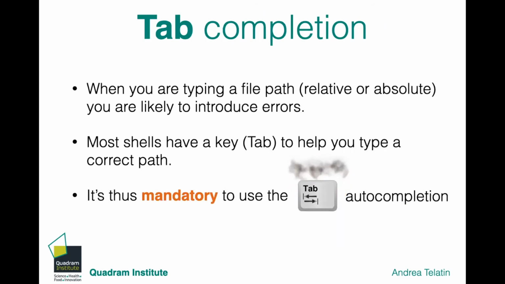And this is nice, but there is something that is mandatory. If you type a file path, you must use tab completion. You will see in the practical that when we want to type the file name or the file path of something, we can use tab to complete what we are typing. It sounds like something that is just saving us some typing, but it's also making us aware that we are typing something correct. Because if tab doesn't work, it's because we are typing something wrong. And so we must use tab completion every time we type a file path.